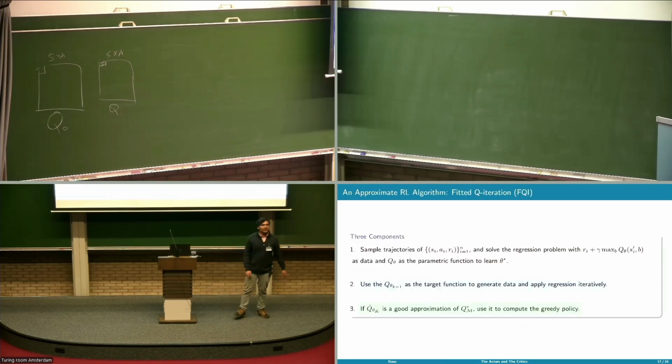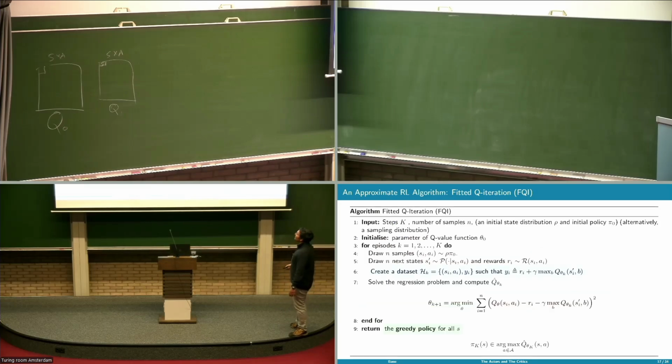So now we have seen 3 components. The first component is to sample trajectories and solve the regression problem to estimate a good theta star, where you use the optimal Bellman operator applied on Q as your target, and Q theta, its parameter, is the thing you want to estimate. As a target, you use Q theta k minus 1, because there's this good property that if you keep applying the Bellman operator again and again, things contract. And the last point is, when you're happy with your approximation, you use just the greedy policy on top of that.